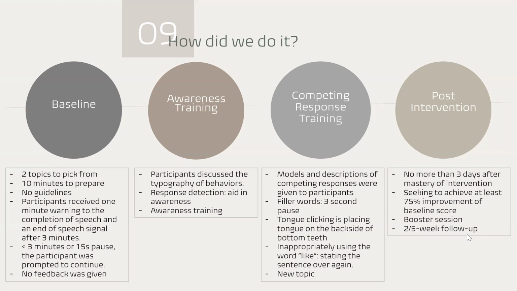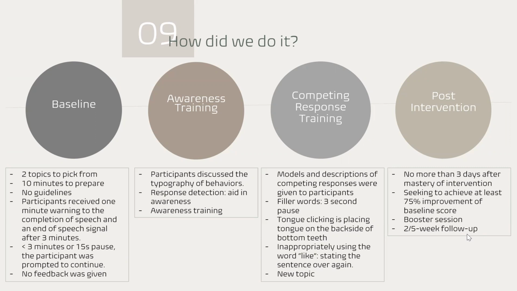After baseline came awareness training. For this step in the process, the target behaviors were discussed and each participant gave another speech on the same topic as their baseline speech. During this speech, response detection was used. For this, each participant would raise their right hand if she engaged in the target behavior and her left hand if she was aware she was about to engage in the target behavior. The other 4 group participants also raised their hands whenever the speaker would engage in the target behavior to aid them in awareness. Awareness training ended when participants reached 100% in one speech or 85% awareness in two consecutive speeches.